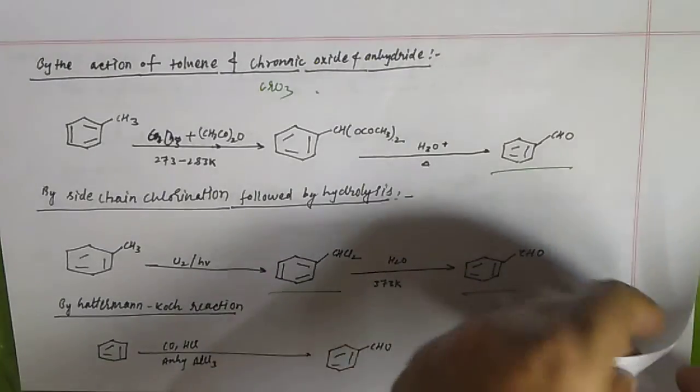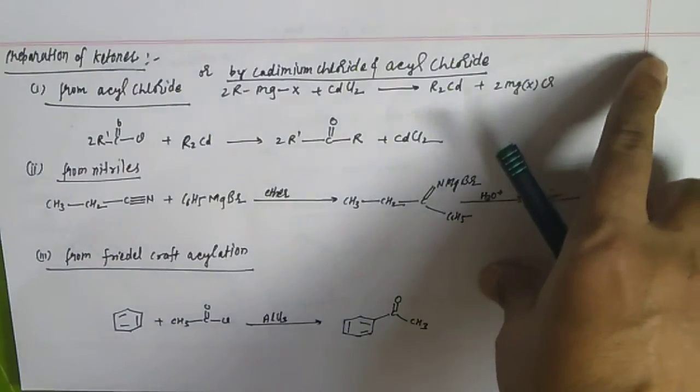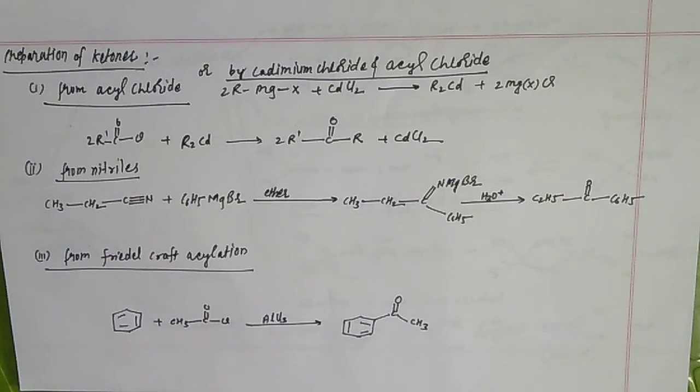Now let us move to another method of preparation of the aldehydes and ketones. Now the preparation of aldehyde is over. Now we are moving to the preparation of ketone. There are so many methods which we already studied that can be used for the preparation of ketone, like the dehydrogenation of the secondary alcohol, which will give the ketones, and from the ozonolysis also we can prepare the ketones.